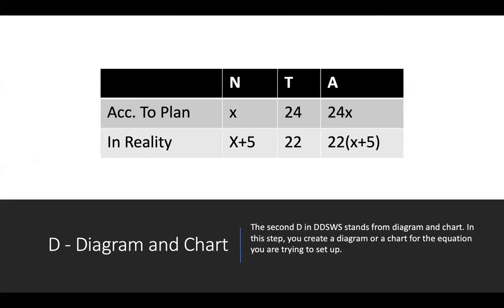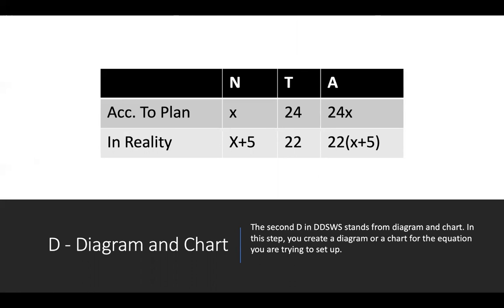So, this is my table I made. It has 2 rows, according to plan and in reality, and 3 columns, norm, time, and amount of cars made. The norm according to plan is X because we already decided that was going to be the variable. But the norm in reality is going to be X plus 5 because they made 5 cars more than they should have per each day.